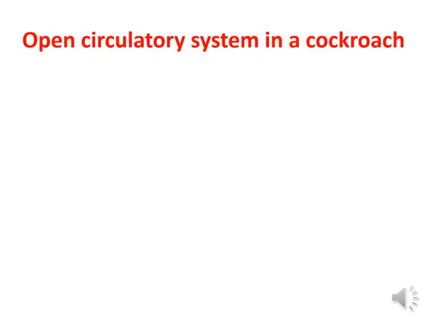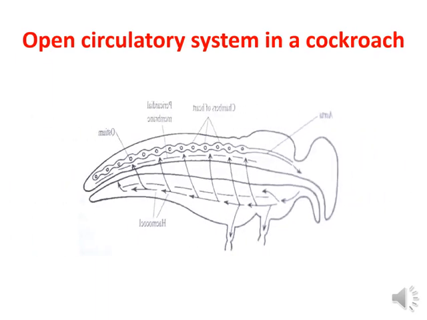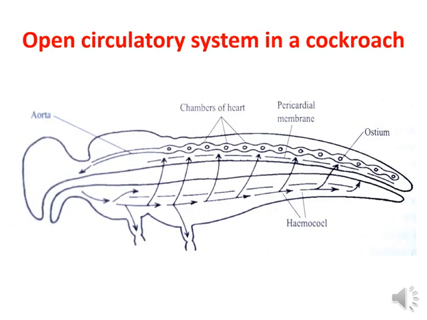Open circulatory system in a cockroach. We continue now. Look at this diagram here. I want to explain something here. So we are saying that the heart is tubular. Look, this is the heart. Look at this. Looks like a tube. It's tubular. That's why you say it is tubular. Tubular from the word tube, meaning it looks like a tube.